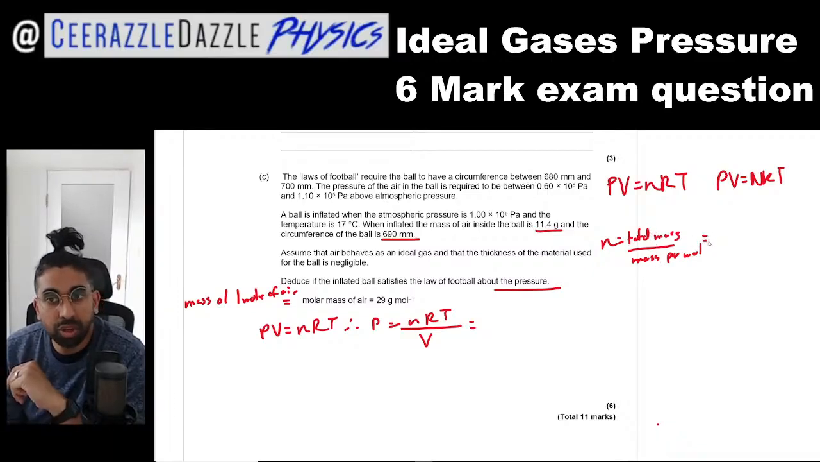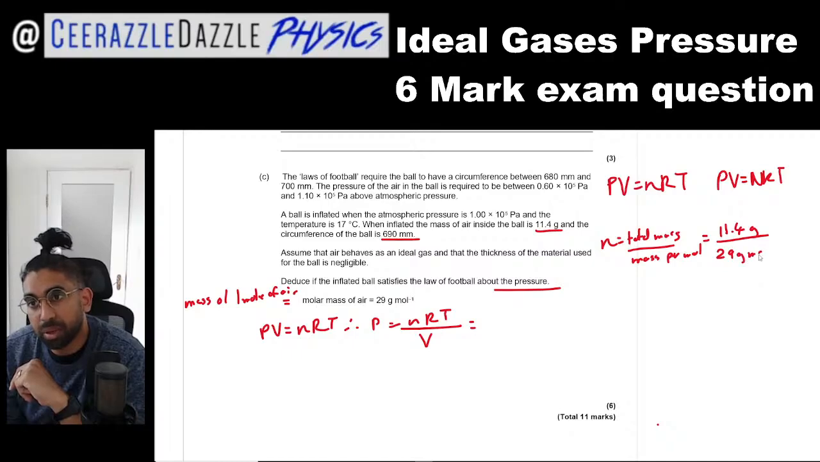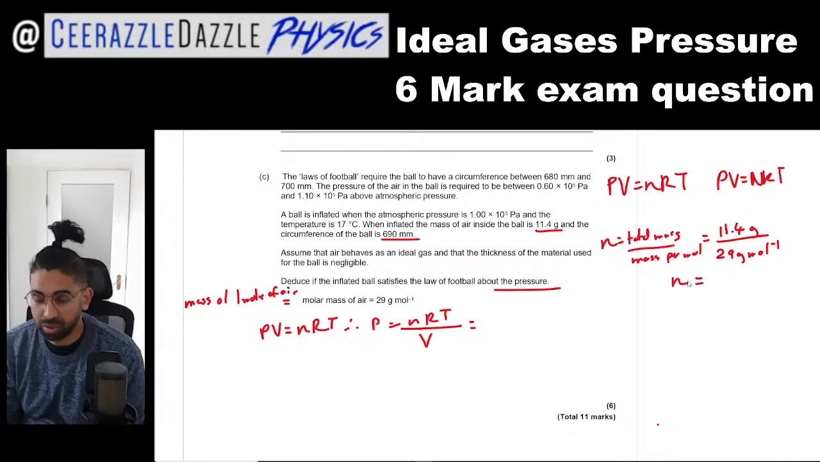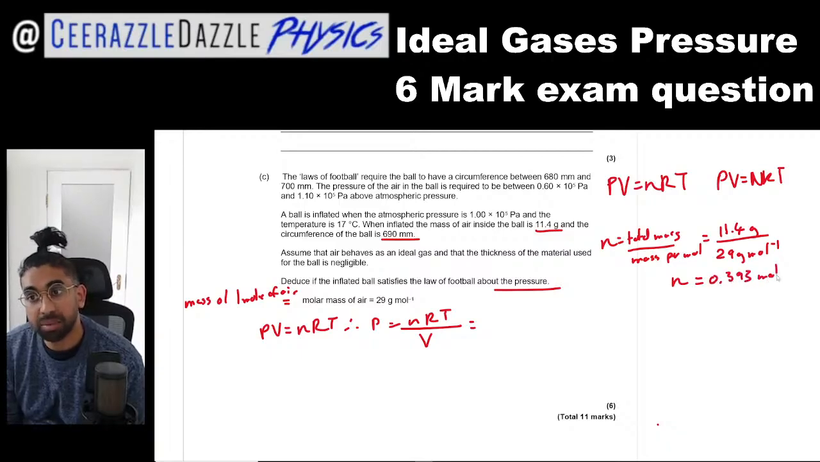So this becomes, at the top, 11.4 grams divided by 29 grams per mole. Make sure you recognize that, because now look, you can see it cancels out: grams divided by grams, 1 over mole to the minus 1 becomes the number of moles. So this tells us the number of moles, which is going to be equal to 11.4 divided by 29, which is 0.393 moles. That's how many moles you've got of the air inside there.